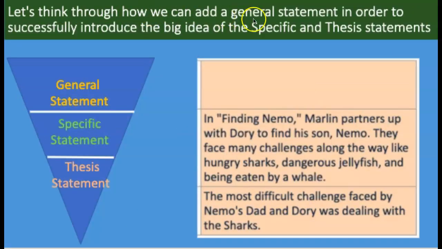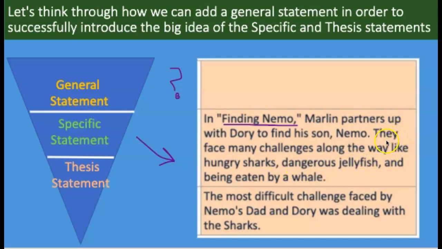This time we're going to think through how we can add a general statement in order to successfully introduce the big idea of the specific and thesis statements. So this person is responding to a prompt asking them about the biggest challenge faced by Nemo's dad and Dory in Finding Nemo. So in a minute, you're going to have to add the general statement, but our specific statement is, in Finding Nemo, so here we see they introduce the text here. In Finding Nemo, Marlin partners up with Dory to find his son, Nemo. They face many challenges along the way, like hungry sharks, dangerous jellyfish, and being eaten by a whale. So there's our specific statement.